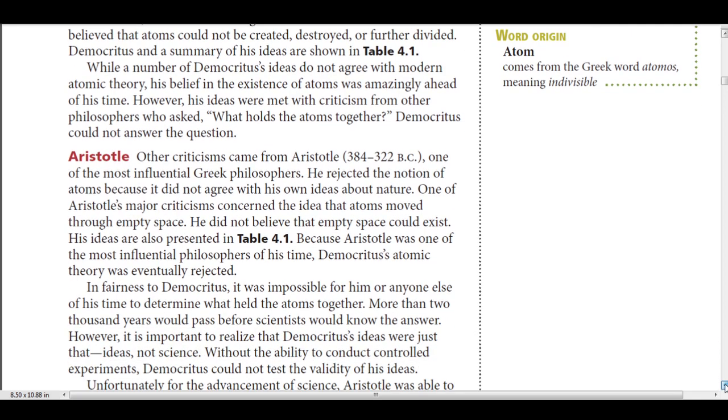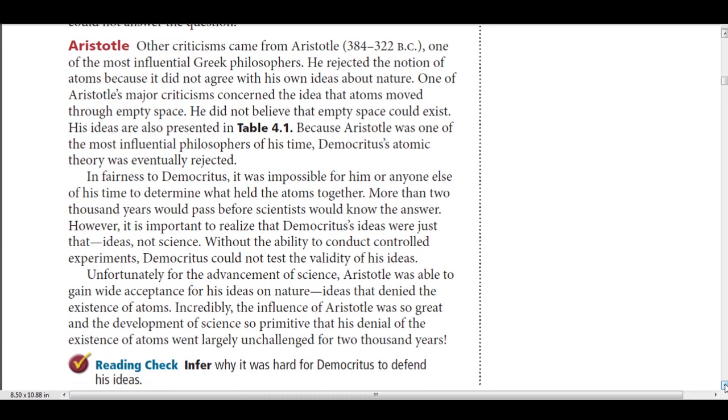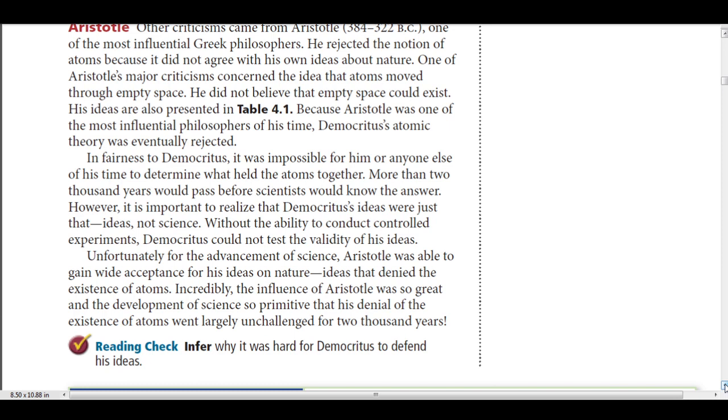Just to be fair to the people of the time, it was impossible for them to know what would hold all these atoms together, as none of the instruments to test their experiments or their thoughts could exist. Unfortunately, for the advancement of science, Aristotle was able to gain wide acceptance for his ideas of nature, ideas that denied the existence of atoms.